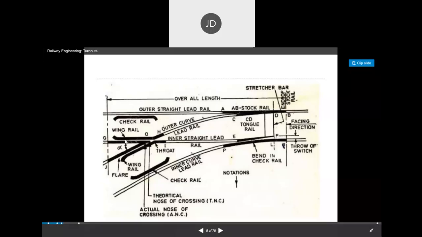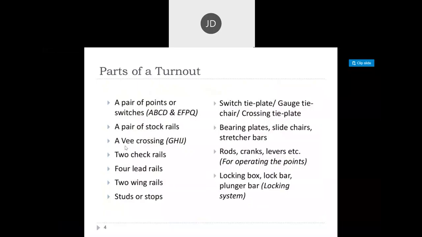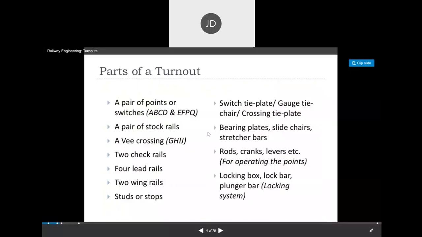Okay, this one is the wing rail, this one the wing rail, and basically this is the nose, and this is the nose angle. This alpha is given, this is a nose angle. Different things are there, lots of things are there. So I'll show you only the important parts, like switch tie, then crossing tie plate.